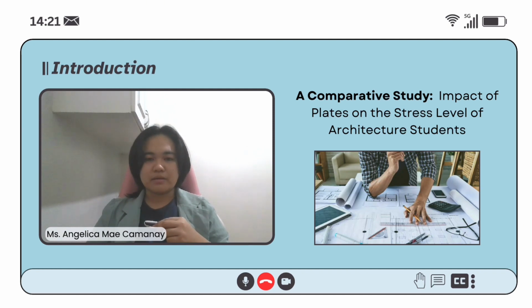Through this comparative study, we aim to shed light on the nuanced relationship between plate materials and the stress levels among architecture students, offering valuable insights for both academic and practical considerations.